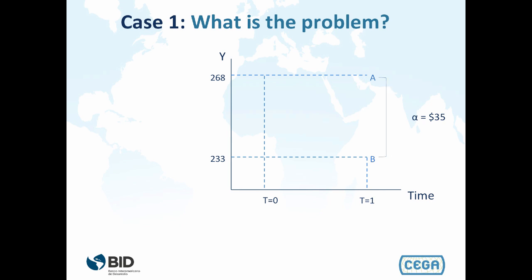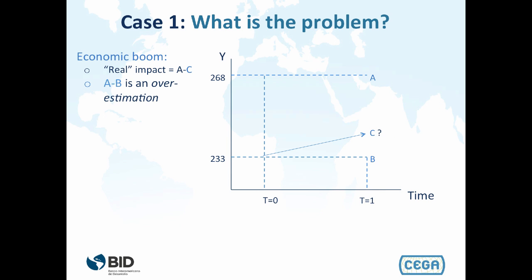What's the problem? The problem is there could have been an economic boom. Incomes may have risen independent of the program. And if Fulanito got more money, his food consumption might have risen from B to C without the cash transfer. And so B would be an underestimate of the counterfactual when the true counterfactual is C. The real impact then is A minus C, and A minus B is an overestimate.